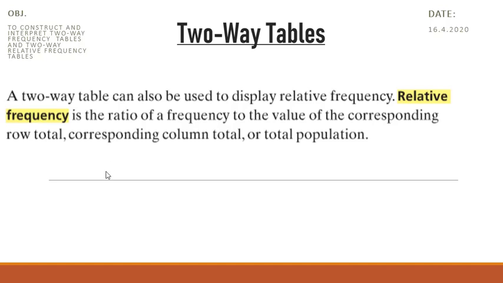The first term is the frequency of the value itself. So a relative frequency for a value is a ratio. The first term in this ratio is the frequency of this value. And the second term is the corresponding row total, the total of the corresponding row, or the total of the corresponding column, or the total of all population, the total of totals.